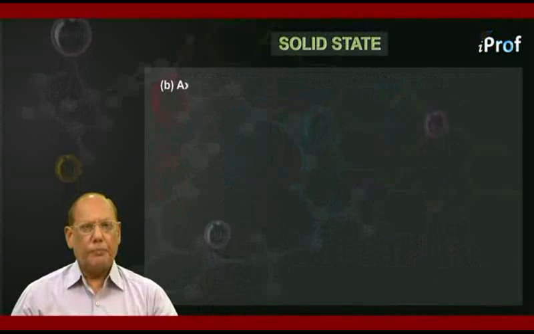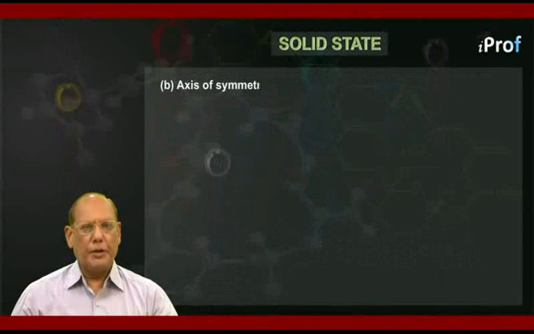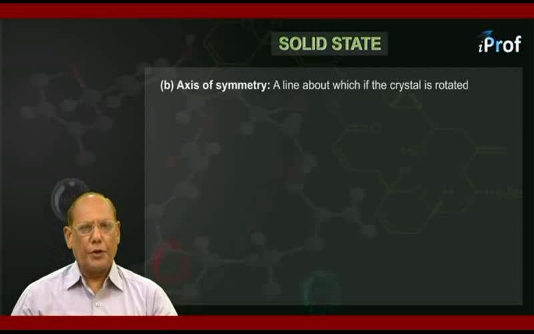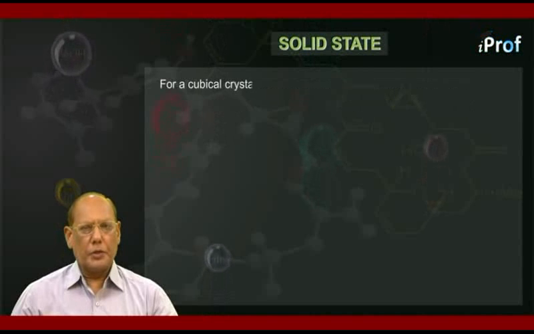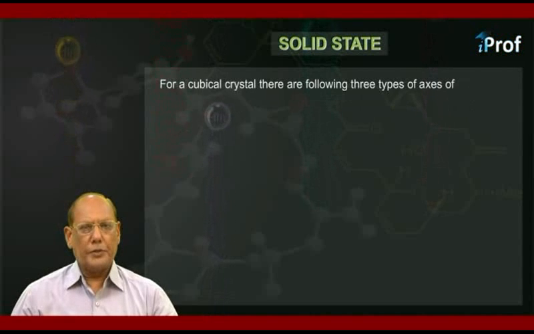B. Axis of symmetry. A line about which, if the crystal is rotated, it will give the same appearance more than once in one complete rotation, is called an axis of symmetry. For a cubical crystal, there are the following 3 types of axes of symmetry.